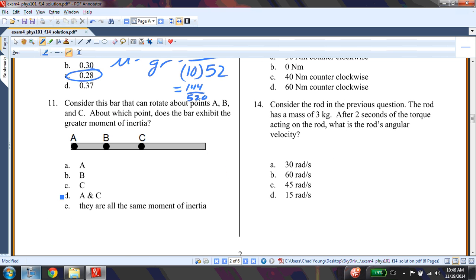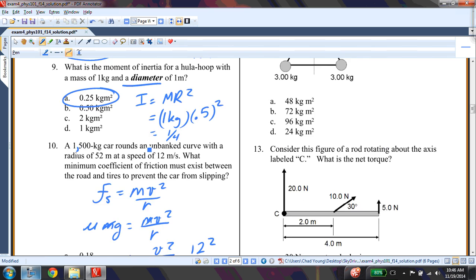Consider this bar. It can rotate about 3 points, A, B, or C. Which one has the greater moment of inertia? All right, the greater moment of inertia will occur here. And our moment of inertia is mr squared. So the one with more mass at larger radii will have the greater moment of inertia. And here I have mass all along this bar at longer radii than either here or here. So A is the right answer for number 11.